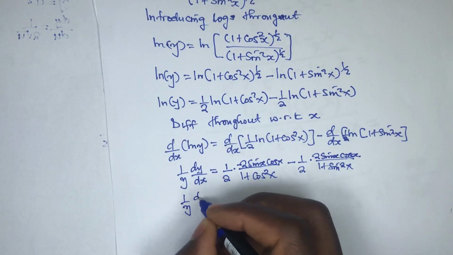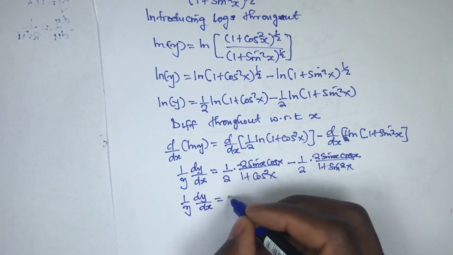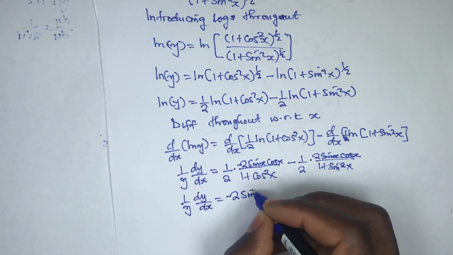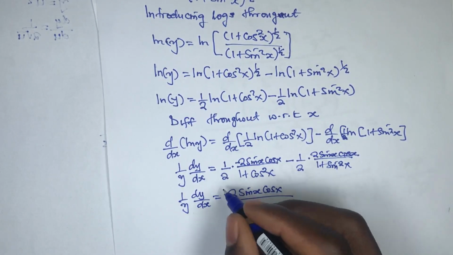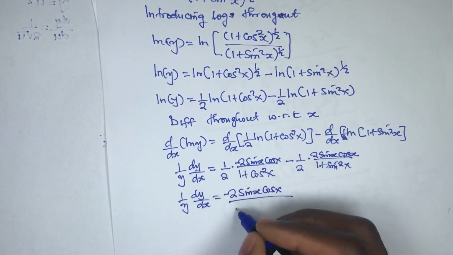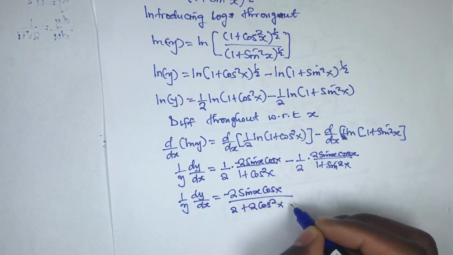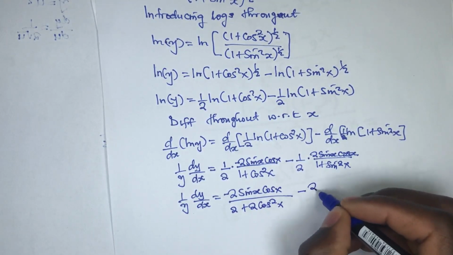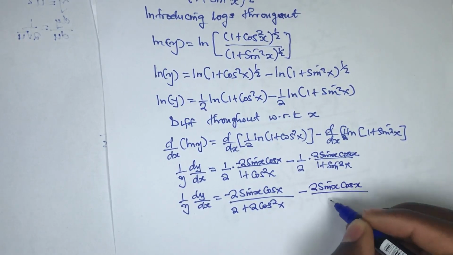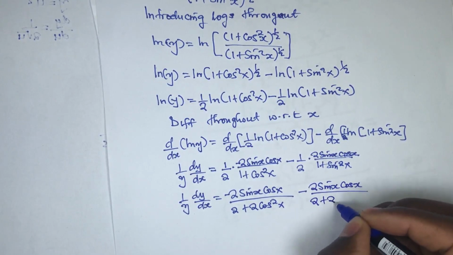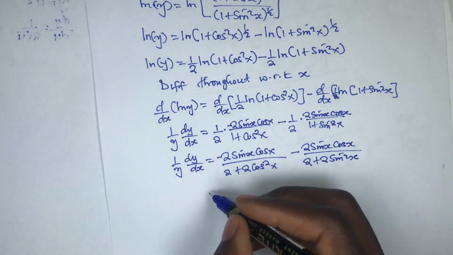Then we continue on this side. We write 1 over y dy/dx is equal to negative 2 sin x cos x divided by, we can multiply the numerator and the denominator with 2, so we have 2 plus 2 cos squared x, minus 2 sin x cos x divided by 2 plus 2 sin squared x, like this.